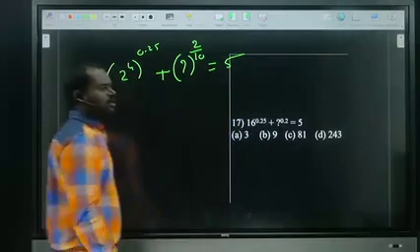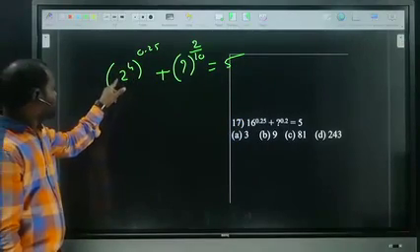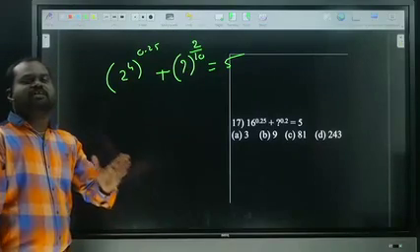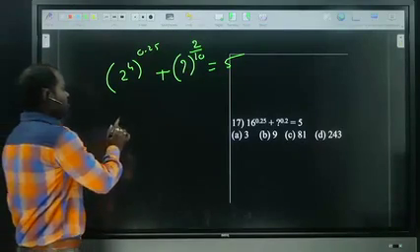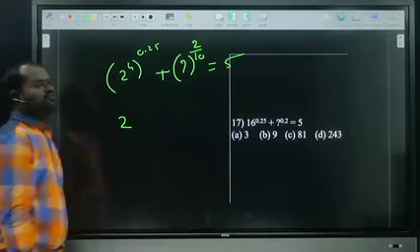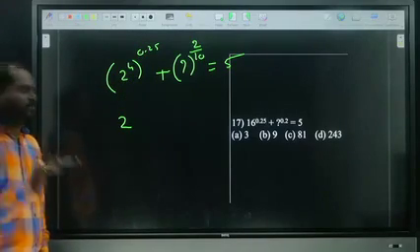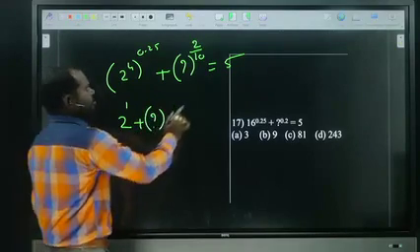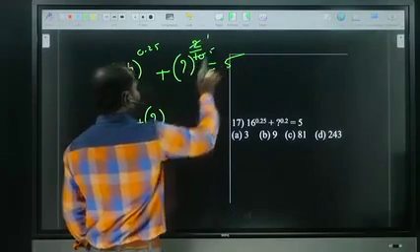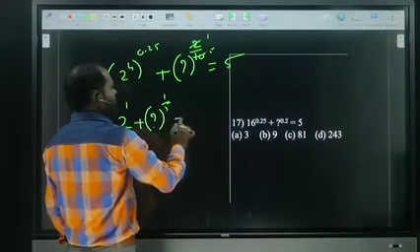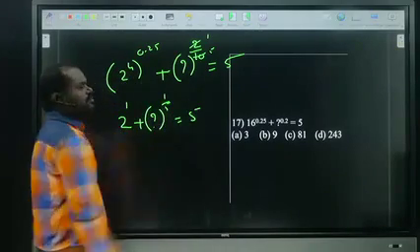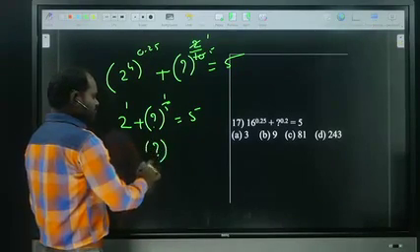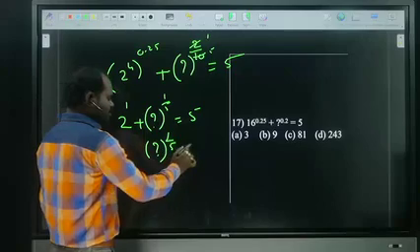Now what will happen? It is in the format of a power m whole power n, which means a power mn. That means 2 power 4 into 0.25. 4 into 0.25 is how much? 1. Plus question mark power 2 by 10, which is 1 by 5. So 2 power 1 plus question mark power 1 by 5 equals 5. Moving the 2 across, 5 minus 2 is 3. So question mark power 1 by 5 equals 3.